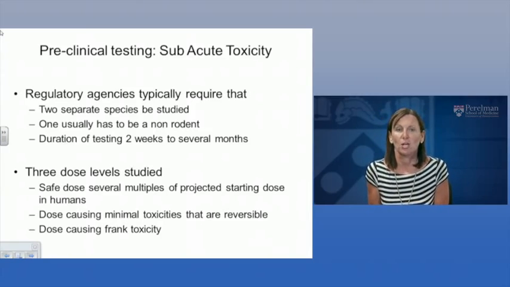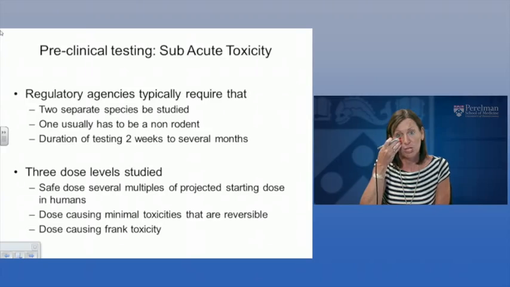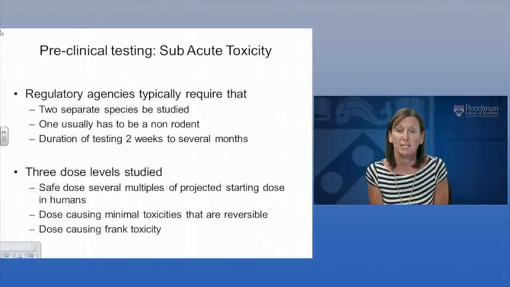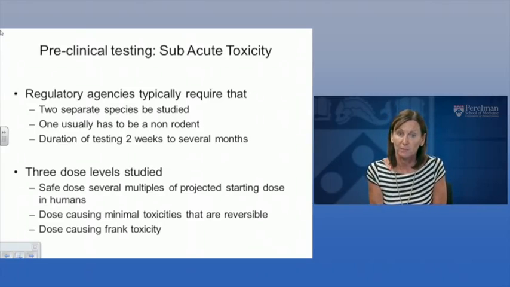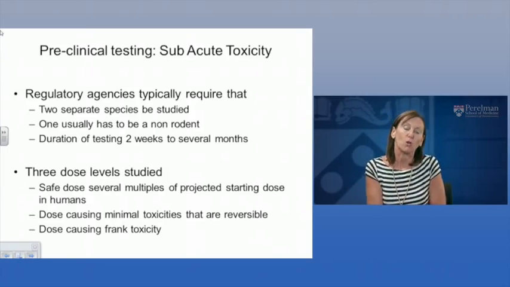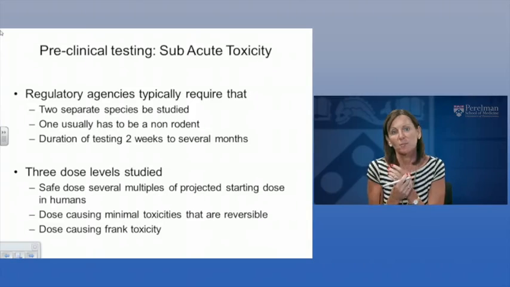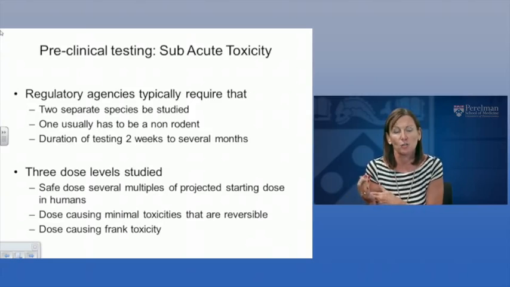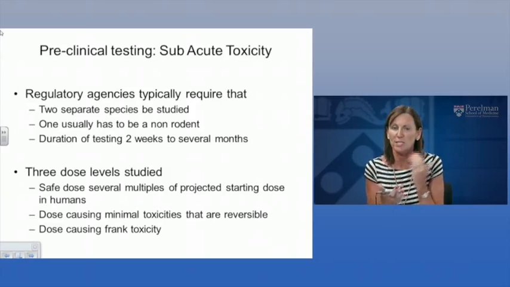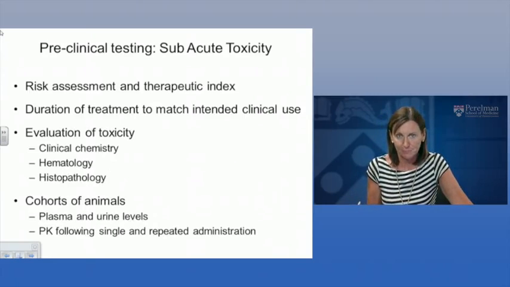Here, 3 dose levels are ideally studied: the safe dose, several multiples of the projected starting dose in humans, the dose causing minimal toxicities that are reversible. So where's your level of acceptable toxicity? And then the dose causing frank toxicity. And ultimately, you want to be using the safe dose, several multiples of the projected starting dose, but you want to minimize the toxicity, and you most definitely want to avoid a dose that causes frank toxicity.